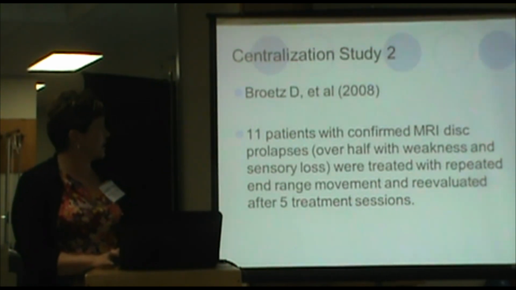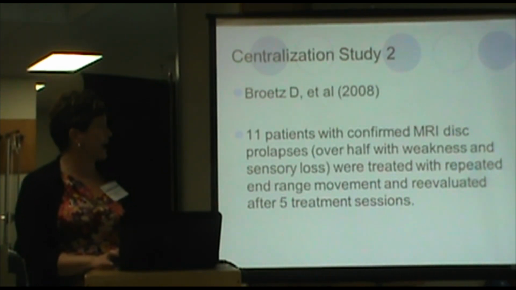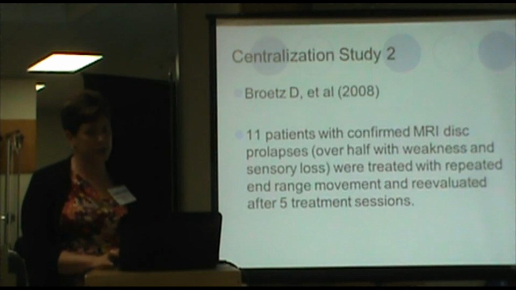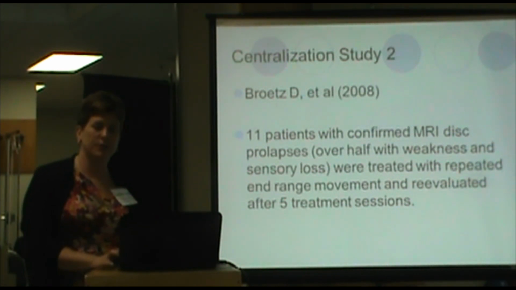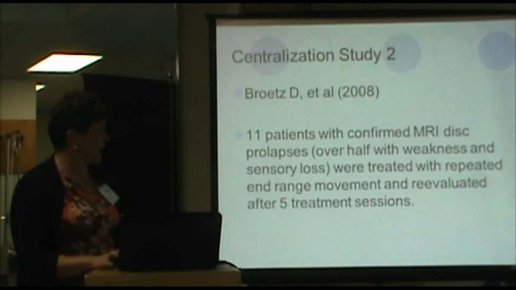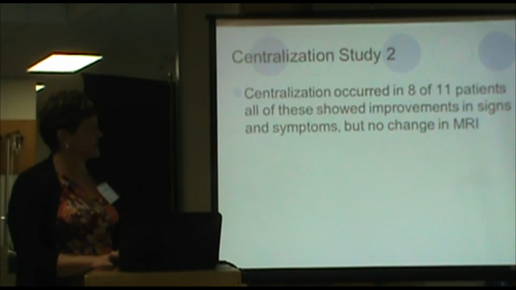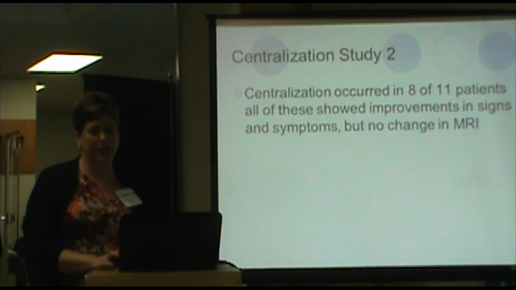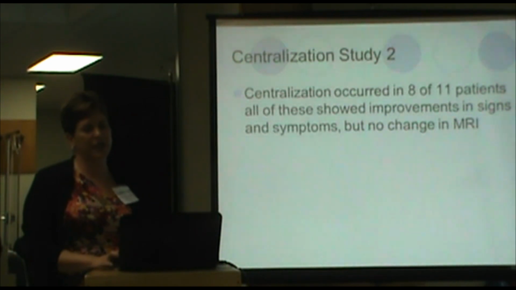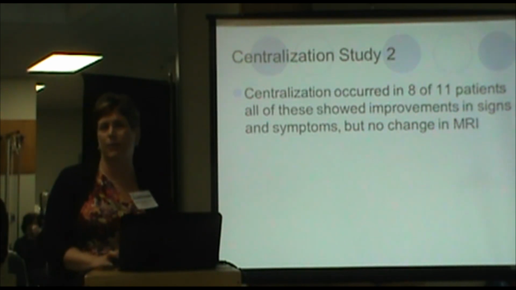In another study, 11 patients with confirmed MRI disc prolapses or herniations, over half of those people also had weakness or sensory loss in their leg, were treated with repeated end range movement, which is what McKenzie uses, reevaluated after 5 treatment sessions, and centralization of that pain had occurred in 8 of 11 patients. The interesting thing is that there was no change on their MRI.